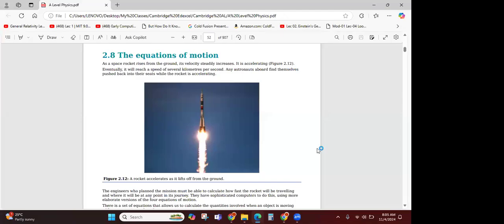Okay, so today we need to start the equations of motion. There are mainly four equations that we will discuss. As a space rocket rises from the ground, its velocity steadily increases. It's accelerating. Eventually, it will reach a speed of several kilometers per second. Any astronauts aboard find themselves pushed back into their seats while the rocket is accelerating.